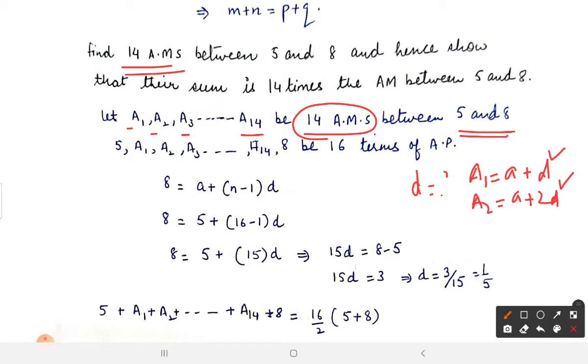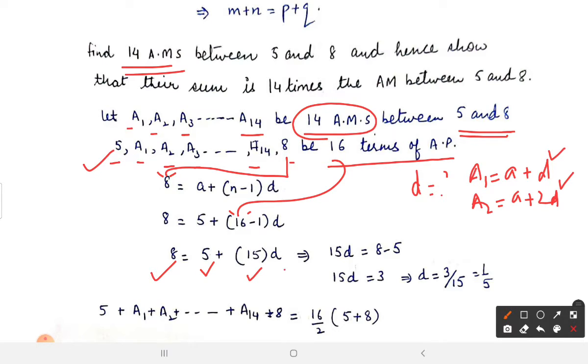So we have 5, a1, a2, a3, up to a14 and 8. How many terms are there? There are now 16 terms. Let us now write the formula for the last term, which is given to us as 8. The nth term, or the last term formula, is a plus (n minus 1) times d. Here n is 16, so put the value of n as 16. The first term is 5, the last term is 8, so 8 equals 5 plus (16 minus 1), which is 15, times d. So 8 minus 5 is 3, and here it is 15, so d is 1 by 5.